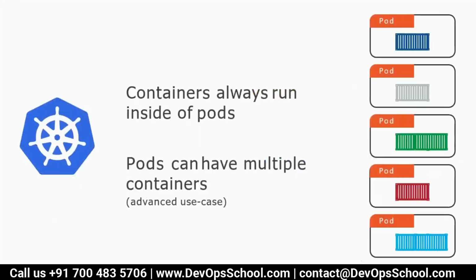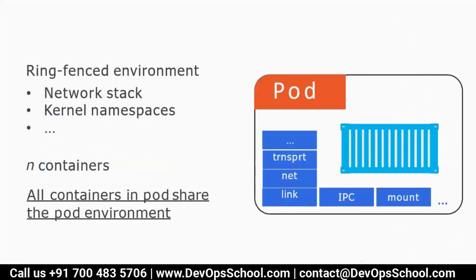Pods have containers, which we discussed, possibly multiple containers. In the Docker session, I told you that a container uses the environment such as kernel namespaces, network state, and so on. But in Kubernetes, the pod gets all the namespaces, like IPC, network, transport, and so on, not the containers. So all containers in a pod share the same environment.